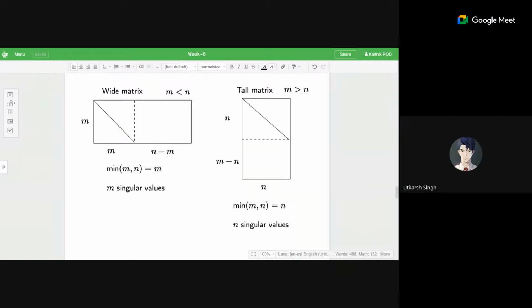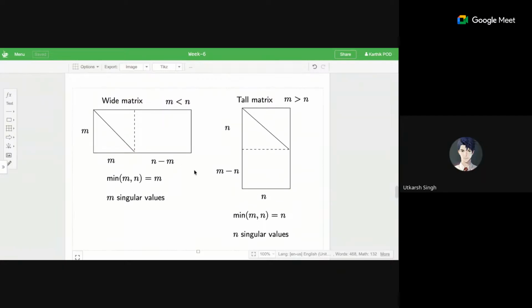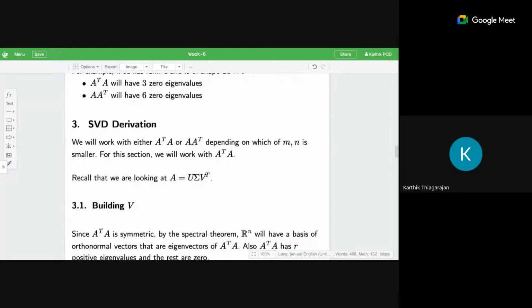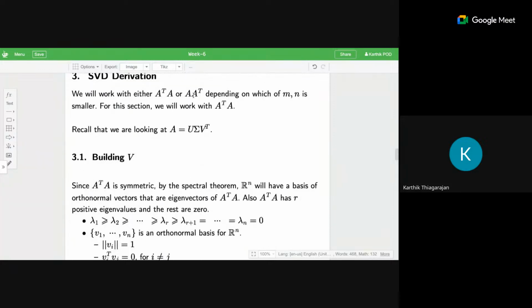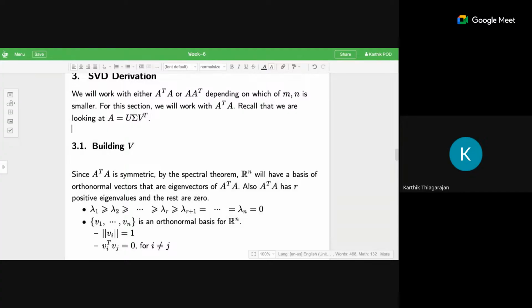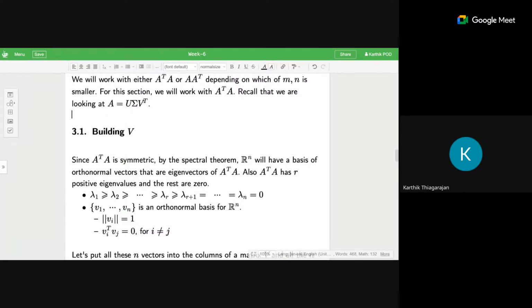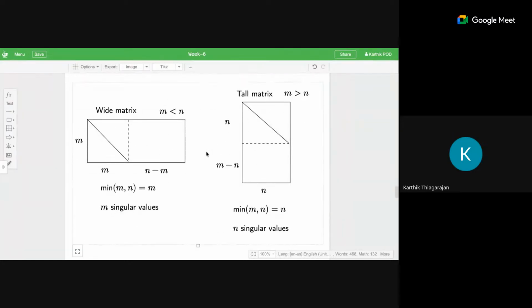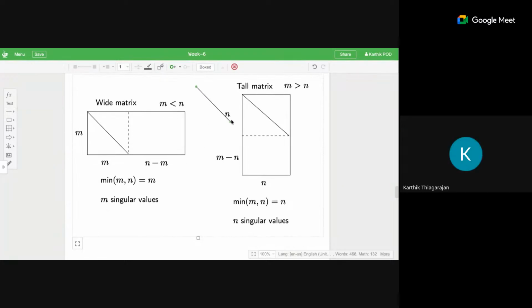Sir, is it necessary that while constructing V, we have to take the eigen decomposition of A transpose A and not A A transpose? That is not needed. That is what we started off with, right? We will work with either A transpose A or A A transpose, depending on whichever is smaller. You can start with either of them, but starting with the smaller of these two will make life simple. Any other questions?